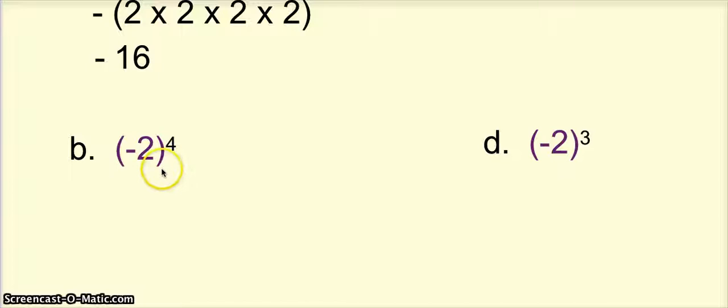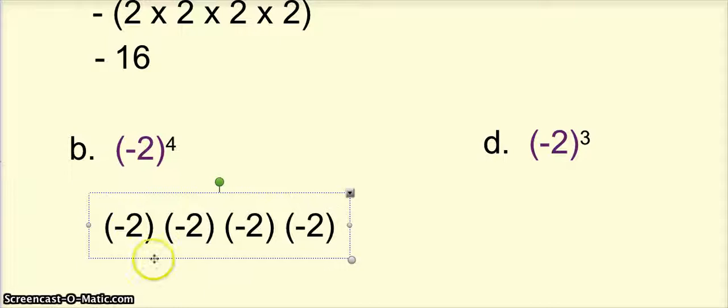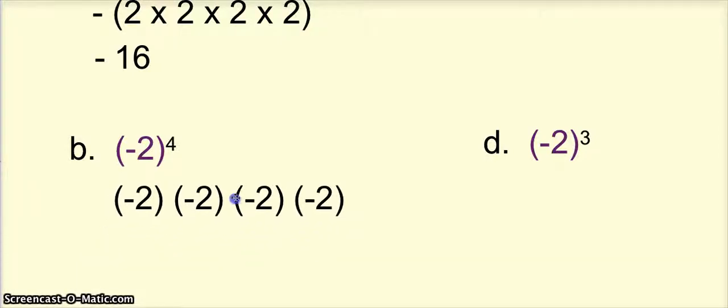Whereas if we look at part B, the parentheses is surrounding both the negative and the 2. So that means that the negative is attached to the base. And so what this means is negative 2 times negative 2 times negative 2 times negative 2. Here we have to take into consideration the signs as we go. And so since I have 1, 2, 3, 4 negative signs, and that's even, I know that my overall answer will be positive. And just as before, 2 times 2 is 4, times 2 is 8, times 2 is 16. So my answer is positive 16.